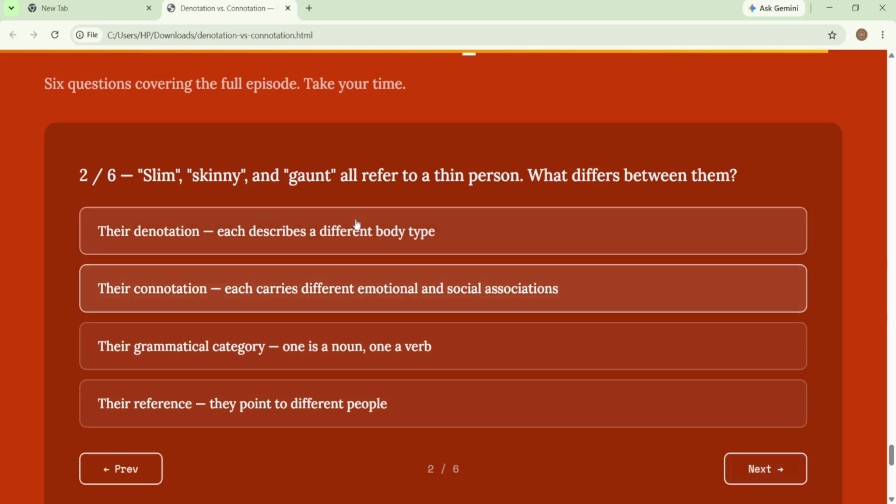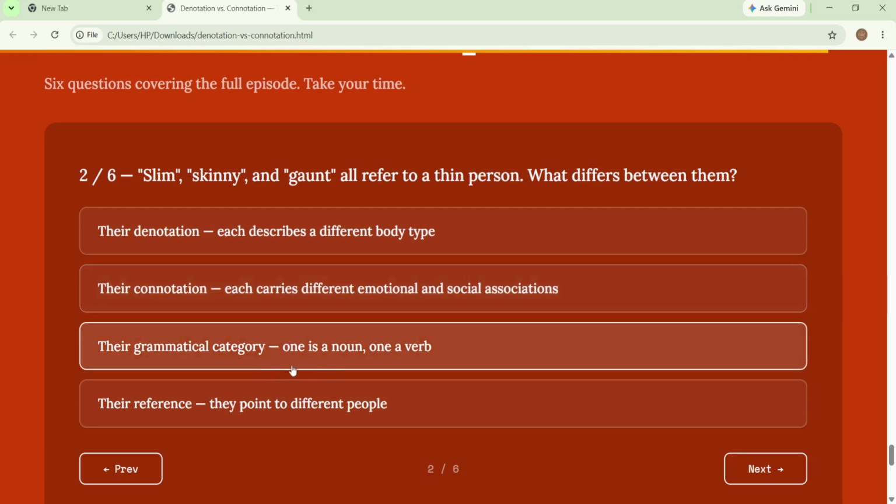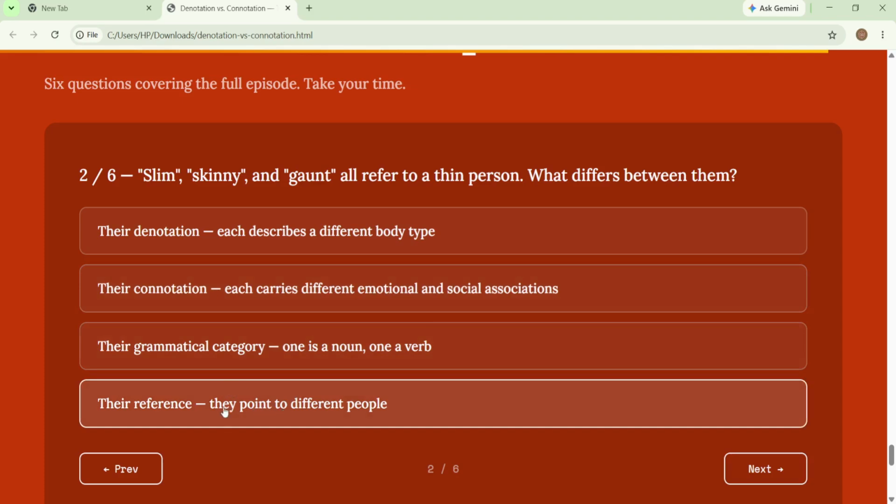So let's move on to the next one. Slim, skinny, and gaunt all refer to a thin person. What differs between them? Their denotation: each describes a different body type. Their connotation: each carries different emotional associations. Their grammar? Well, this is out; we have not talked about grammar. Their reference? We're not talking about reference, as we have already decided. They are all referring to a thin person, so same reference.